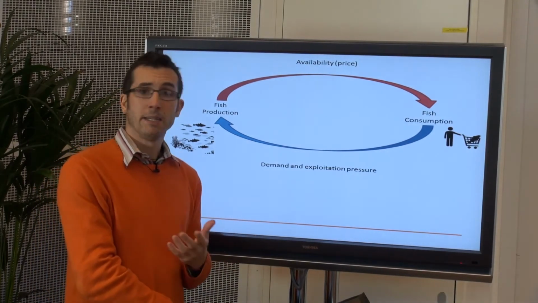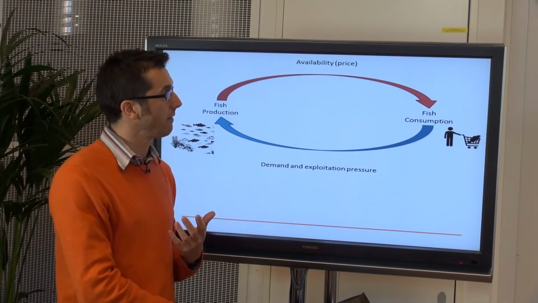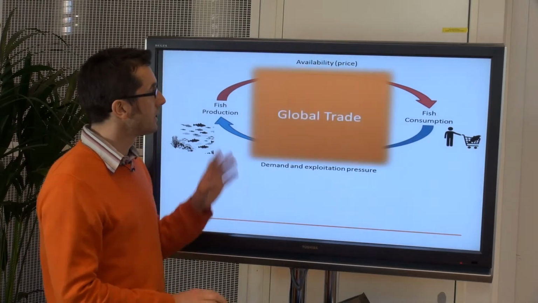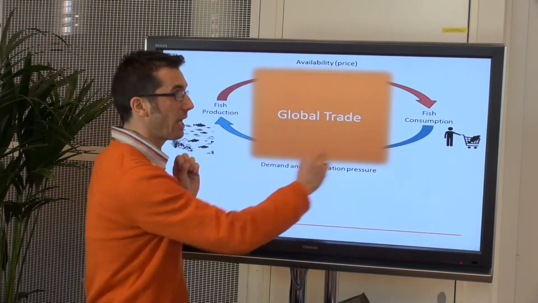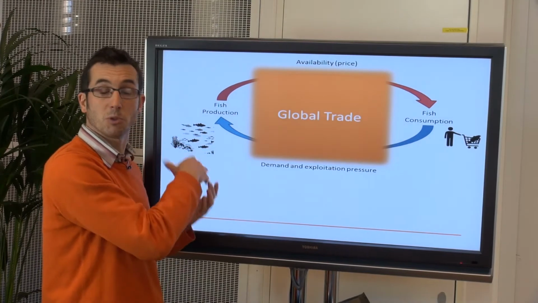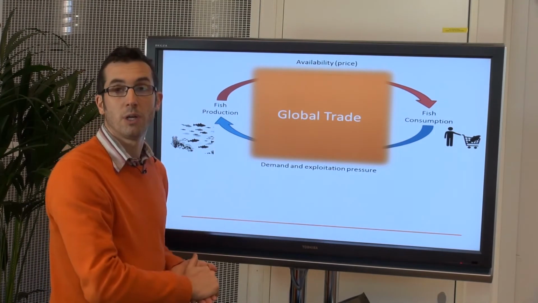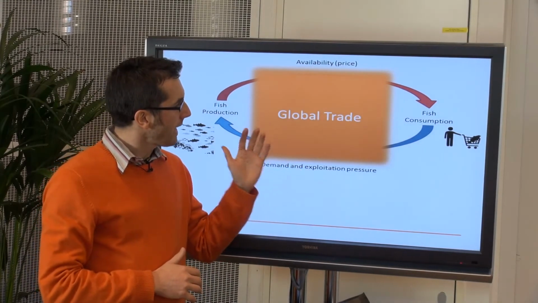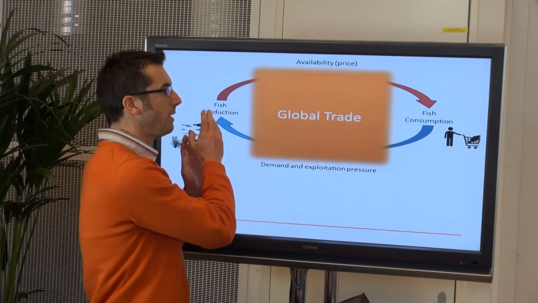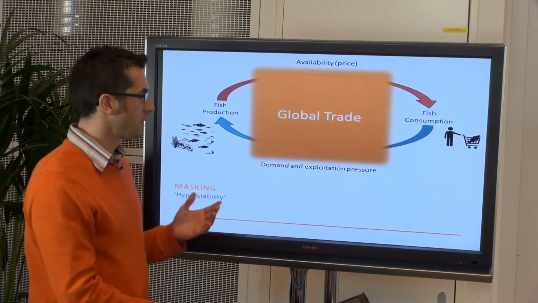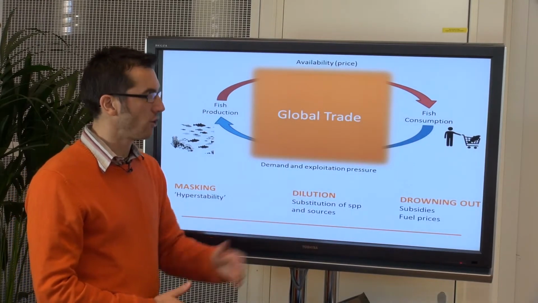But today, 40% of seafood globally is traded across international borders. So there's this big global trade system which connects consumers to aquatic ecosystems which may be many miles away and that they may have no direct experience of. And we've been thinking about what are the aspects of global trade which weaken that signal from ecosystems back to the consumer. And so we speak about masking, dilution, and drowning out.